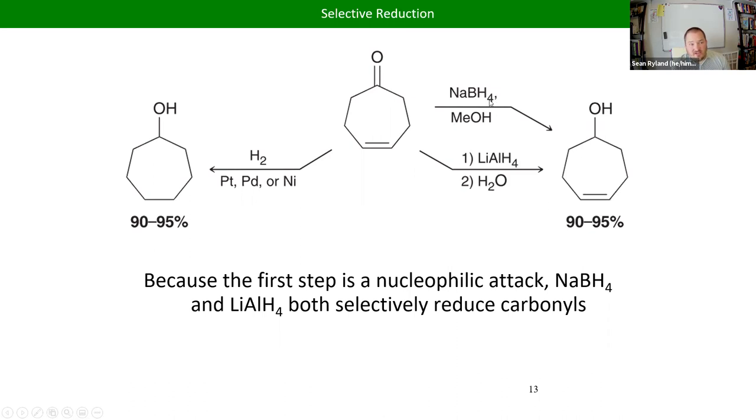Because this is a nucleophilic attack, this starts with the hydride attacking the partial positive. It's not going to attack a carbon-carbon double bond because that's an electron-rich area, so there's no partial positive for the hydride to attack. So we wind up selectively hydrogenating just the carbonyl when we go through this process. If we go through a hydrogenation step, that hydrogenates every pi bond in there. But using the reducing agents that have hydrides means that we're only going to reduce the carbonyls.